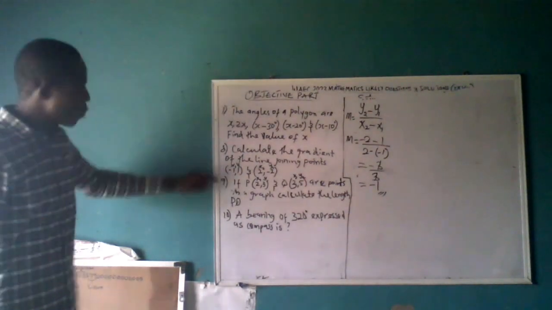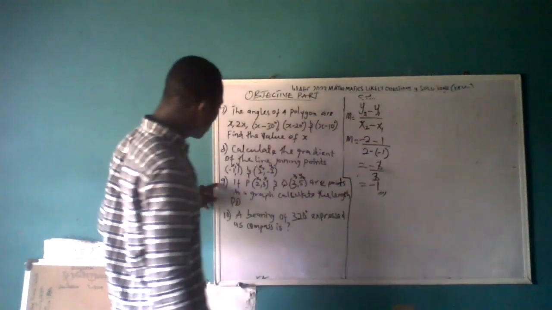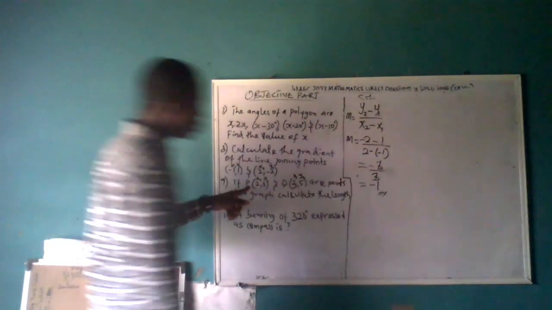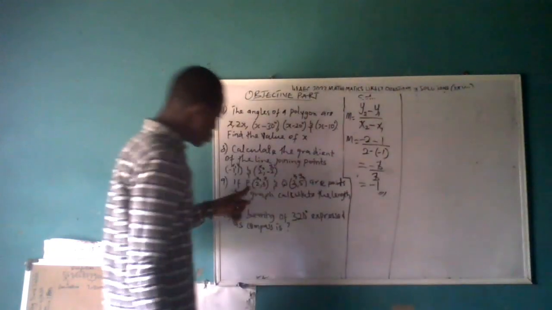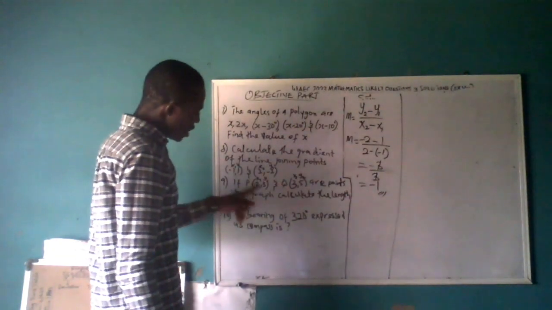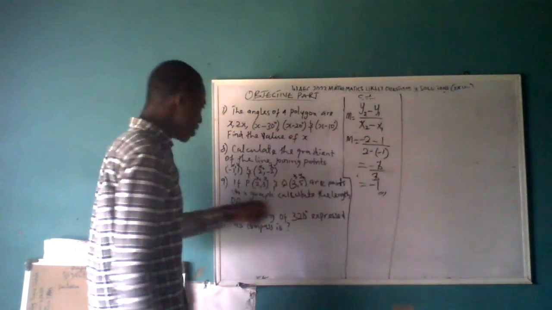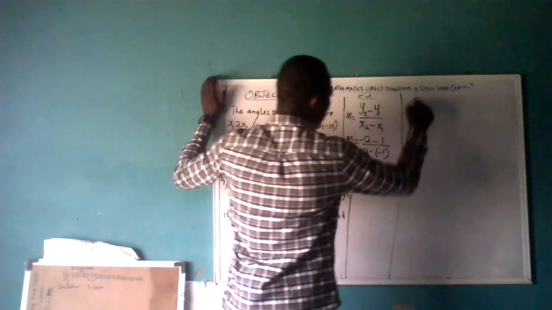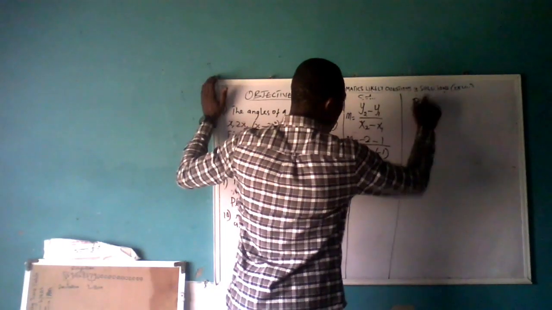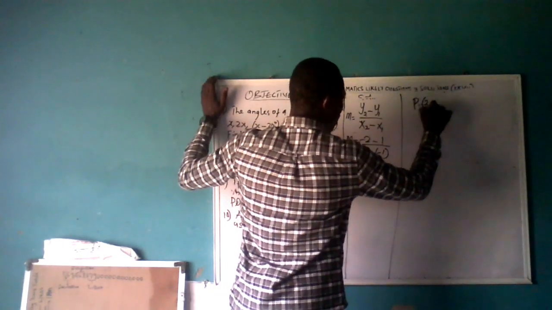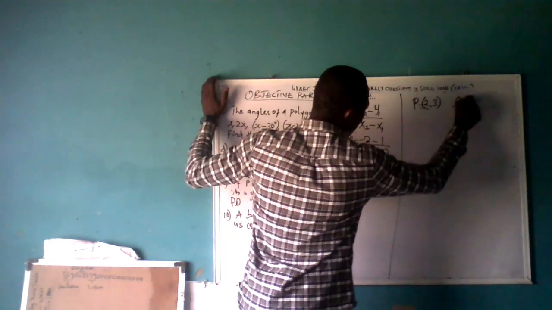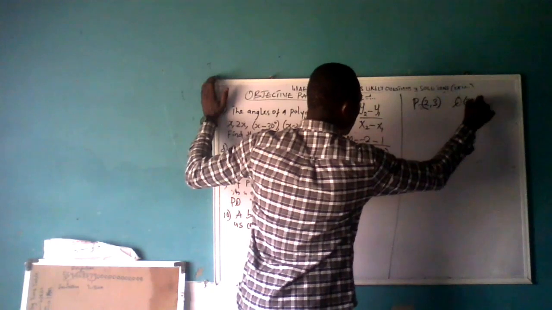Now let's go to question number 9. We ask that if P and Q are points on the graph, calculate the length PQ. We are given that P is a point with coordinates (2, 3), and Q is a point which has coordinates (3, 5).